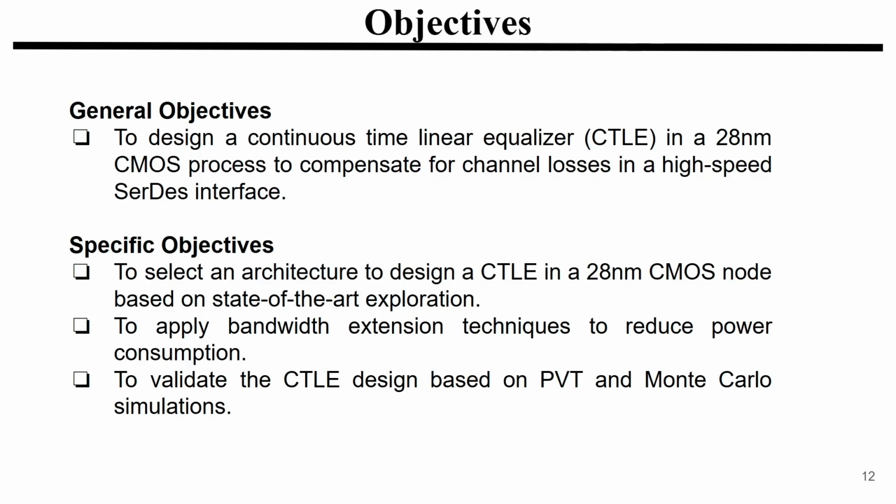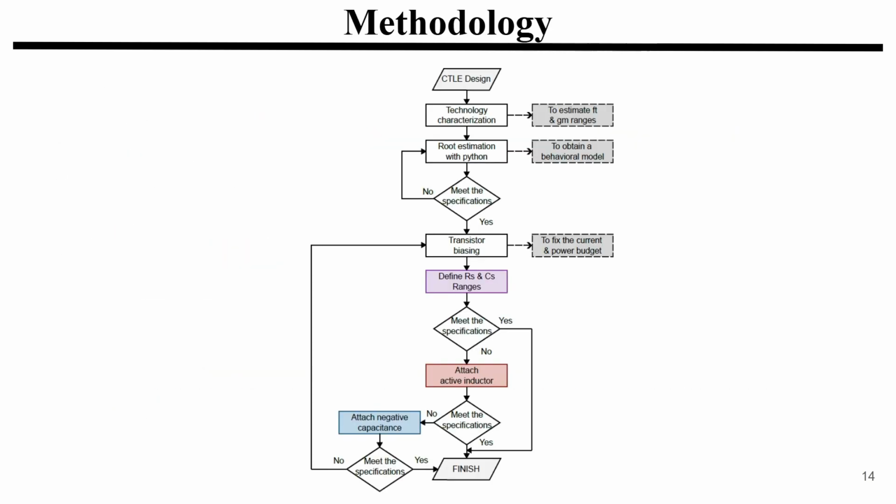Objectives. For the objectives, the main and specific aims are to design the system while it achieves certain aspects, like reducing power consumption, or validating on PVT and Monte Carlo simulations. Those are things that we are looking to complete. That's why we propose this methodology. This methodology went through different phases. We first did a characterization of the technology. After that, we made an estimation so we could start biasing the transistors.